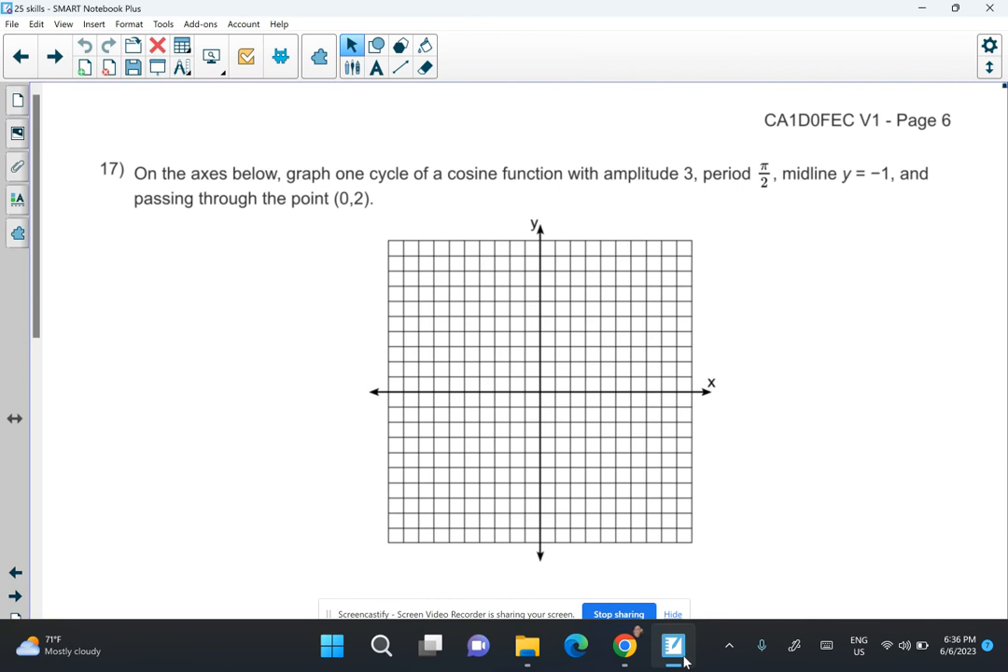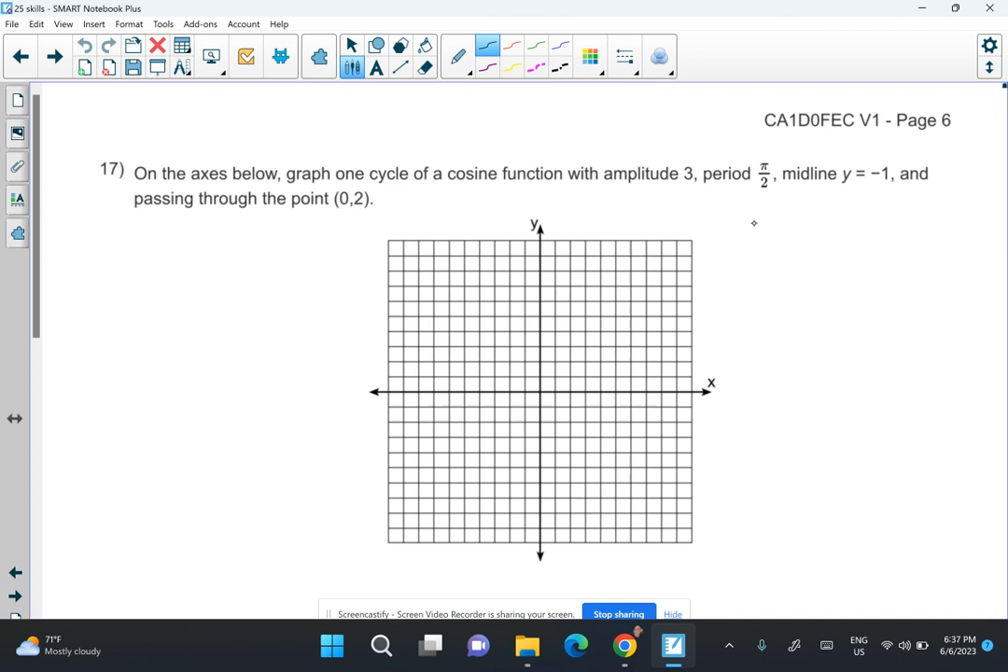This is from that 25 skill packet, and I am making a video solution of example 17 on trig graphing. On a set of axes below, graph one cycle of a cosine function with an amplitude of 3, a period of pi over 2, a midline of y equals -1 that passes through the point (0, 2).